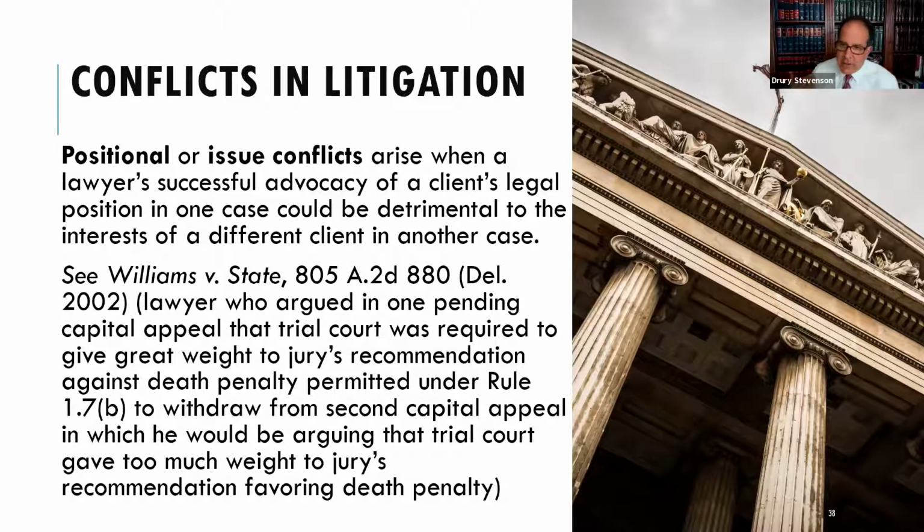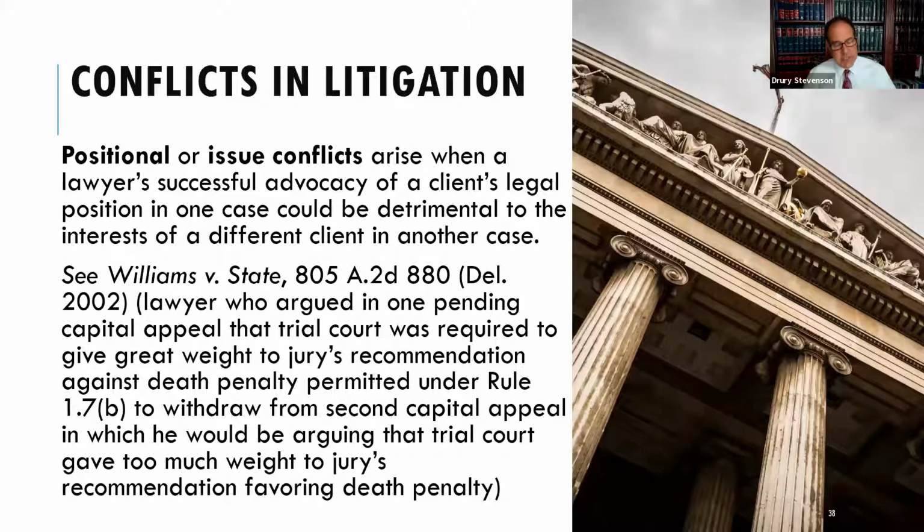And so the lawyer in one case was arguing that the trial court in the second one was obligated to give great weight to the jury's recommendation against the death penalty, saying a judge shouldn't be able to impose a death penalty if the jury only wanted to give life in prison, right, or stopped short of the death penalty. And in the other case, he was arguing that the judge gave too much weight to the jury's recommendation in favoring the death penalty and should have made an independent decision. In other words, if the jury wants the death penalty, the judge should still be able to ignore that.